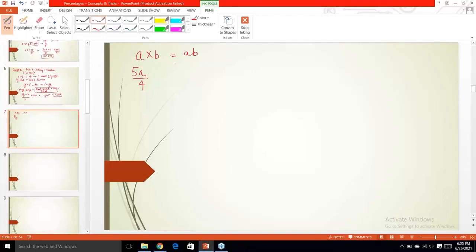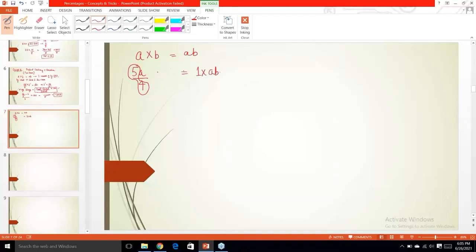So 5A by 4, right? We said it is becoming 5A by 4. Now notice, to have the product as constant, this is 5 by 4, and here it is 1 into AB. So what do you need to multiply here?